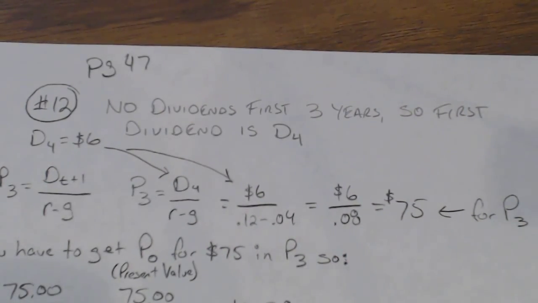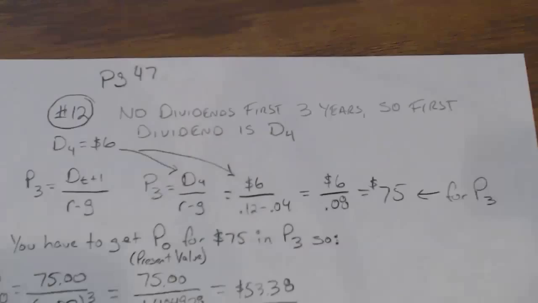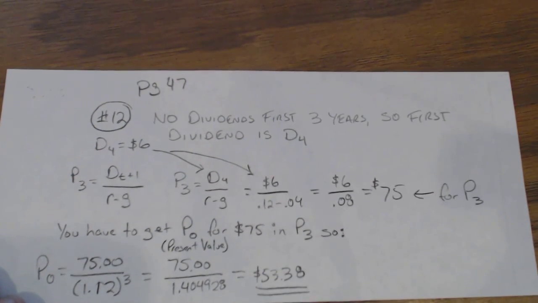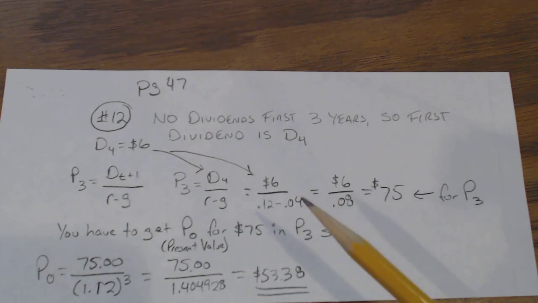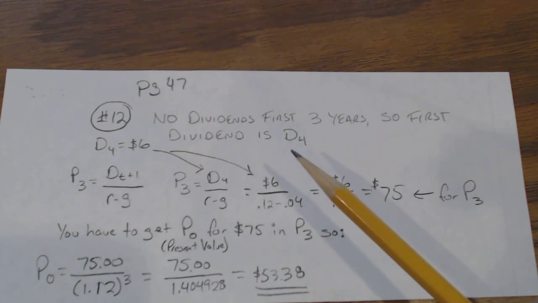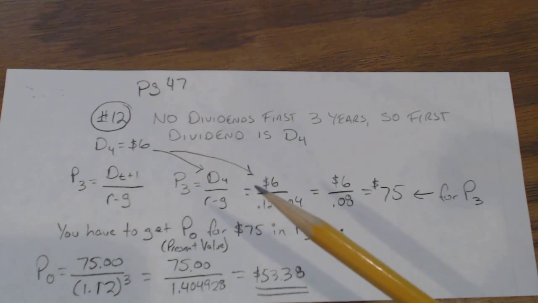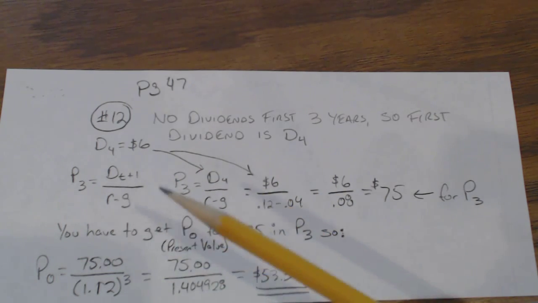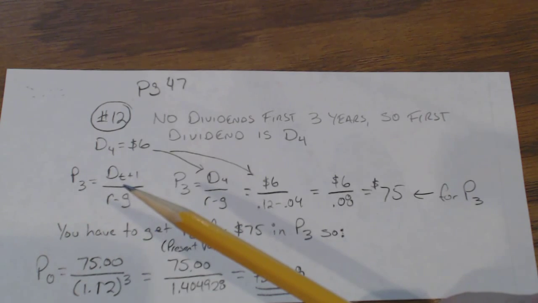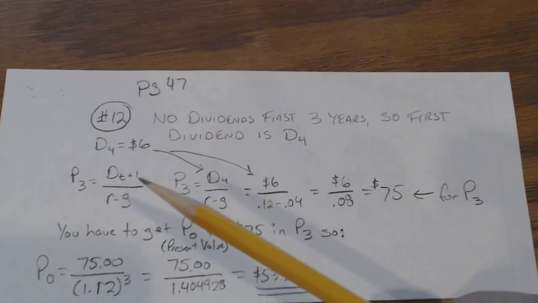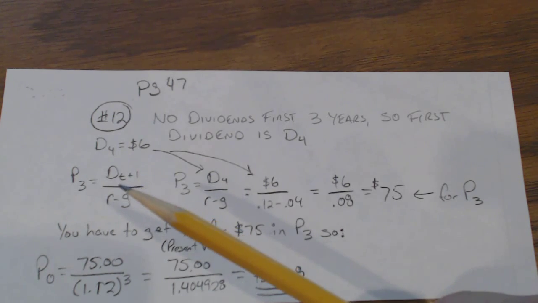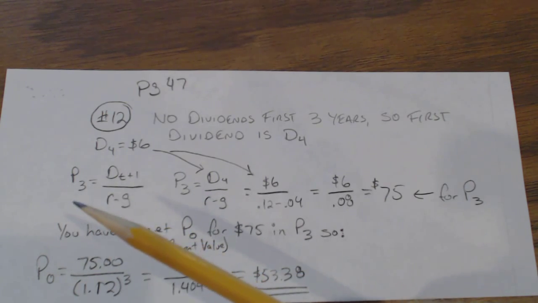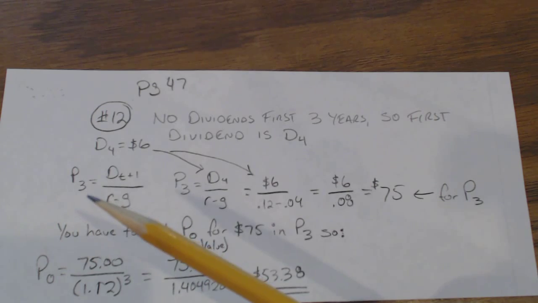Okay, and here's how you answer that question. Again, no dividends in the first 3 years, so your first dividend is D4. So you use the constant dividend growth formula. Remember in that formula, D(t+1) is the top part of that formula. So for D(t+1) to equal D4, t has to equal 3, and P_t is the first part of the formula, the price in period t.